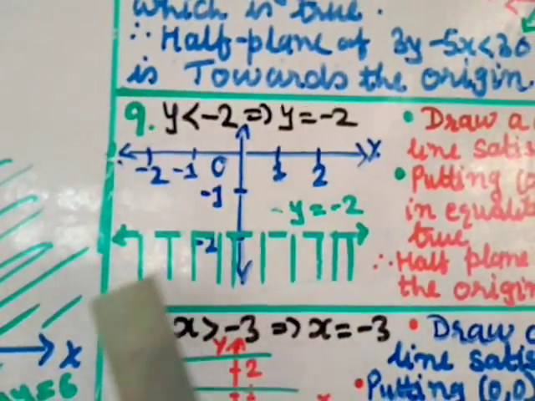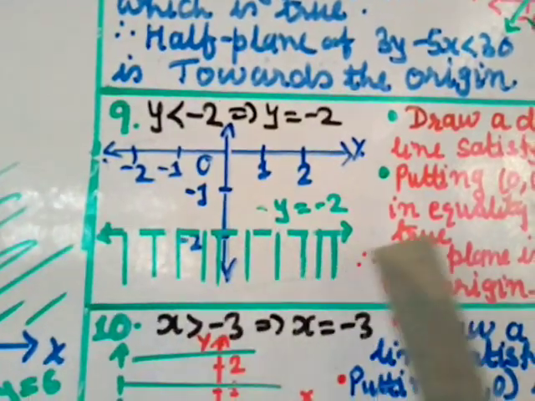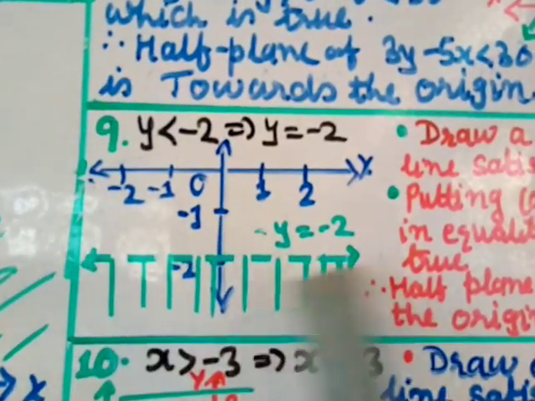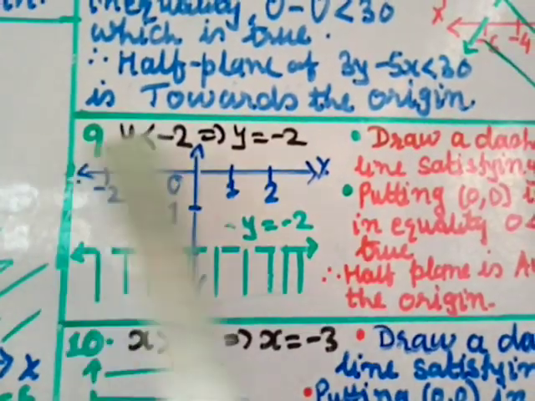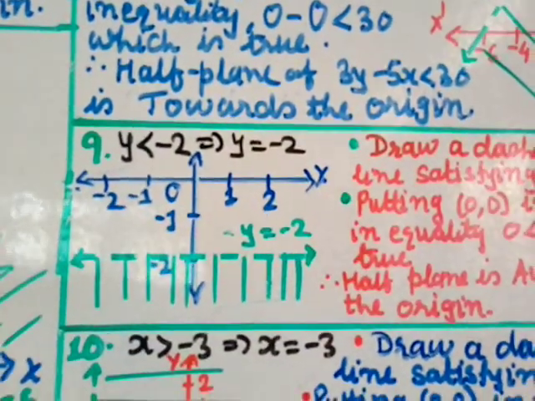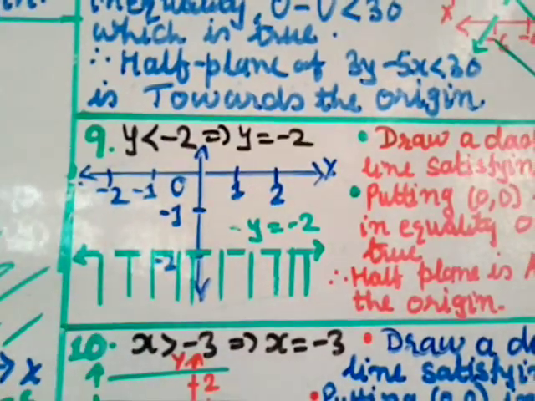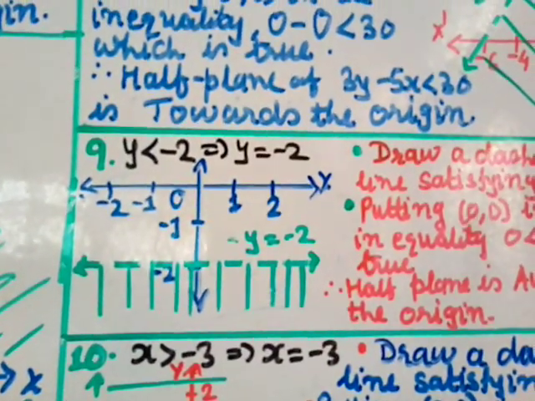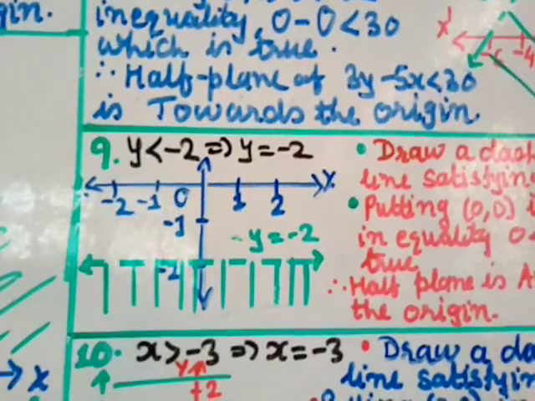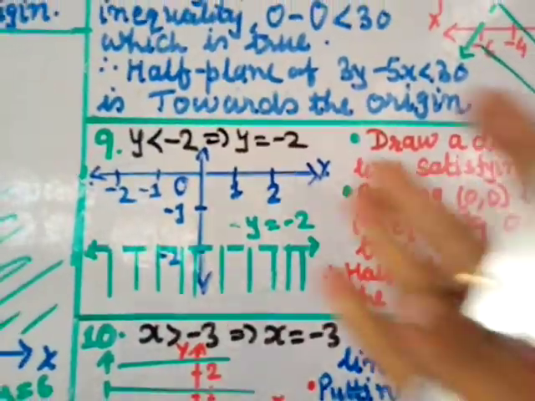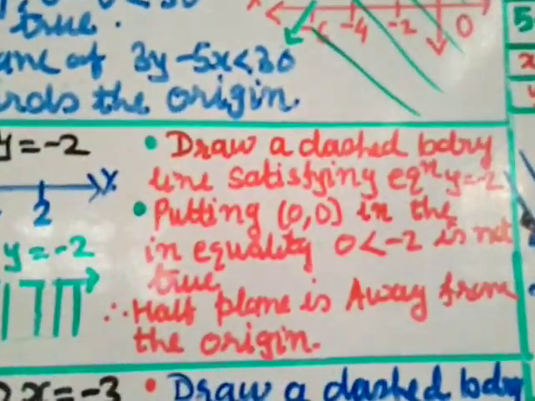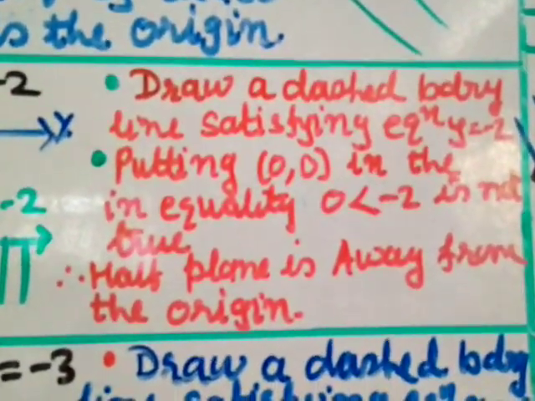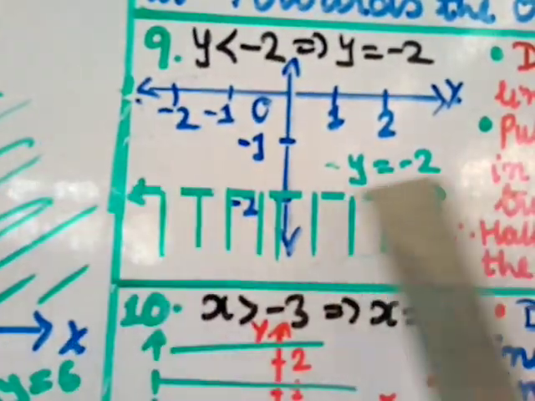Here it is strictly less than, so we will draw the line dashed. This line represents y equal to minus 2. It is a horizontal line parallel to the x-axis, below the x-axis. The x-axis has no positive or negative, it has both; this side is positive, this side negative, so you can say below the x-axis. Draw a dashed boundary line satisfying the equation y equal to minus 2.